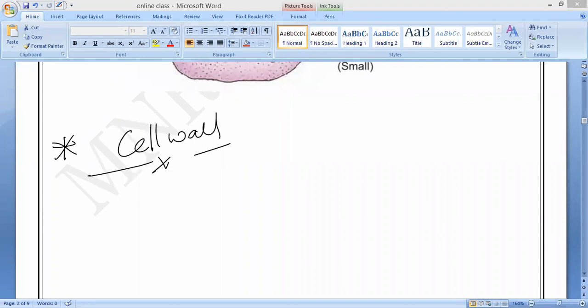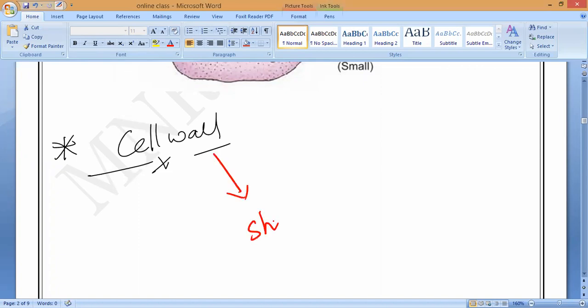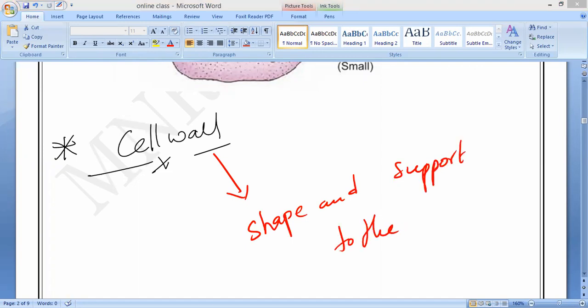So the cell wall is present outside the cell membrane or inside the cell membrane? Outside the membrane. And it is made up of a very, very tough material called cellulose. Now, what is the use of this cell wall? Remember, the cell wall gives shape and support to the plant cell. That is what you have to remember. Shape and support to the cell. Correct or not?